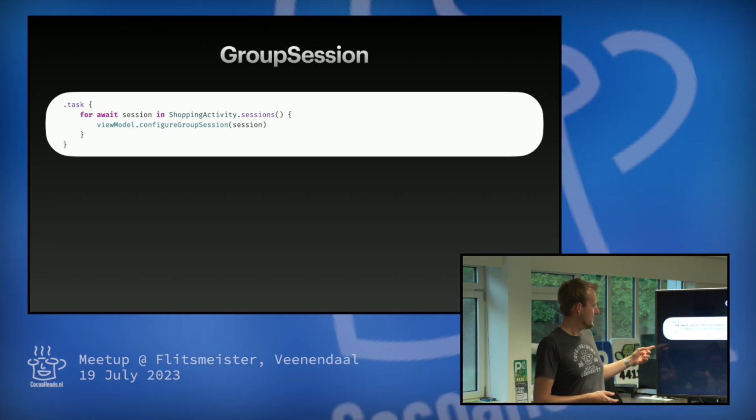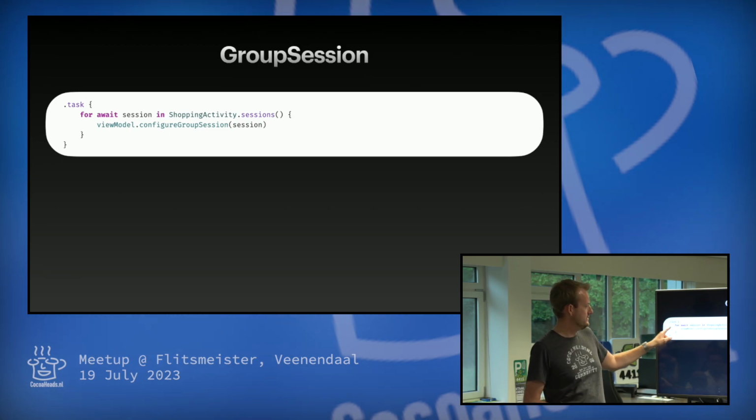So here in SwiftUI, I have a task, and that is the sessions method from the ShoppingActivity. That's the activity we created on the previous slide. This returns an asynchronous sequence, which gives a session when it becomes available.